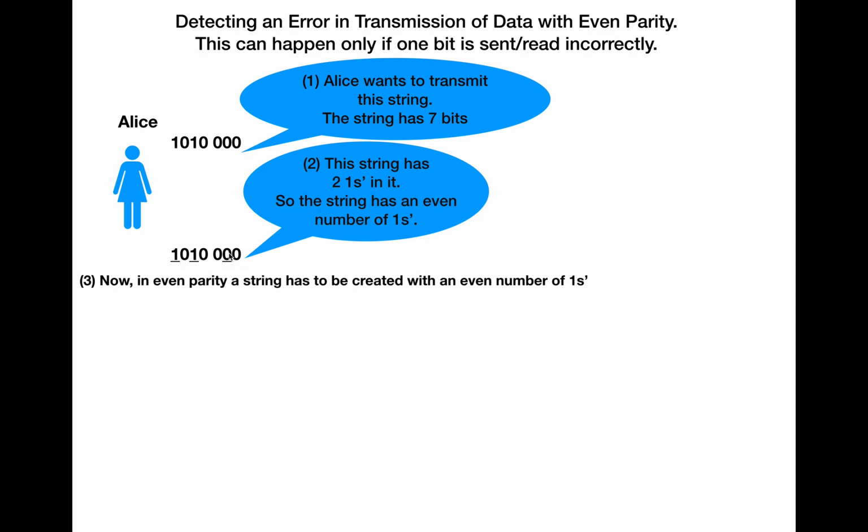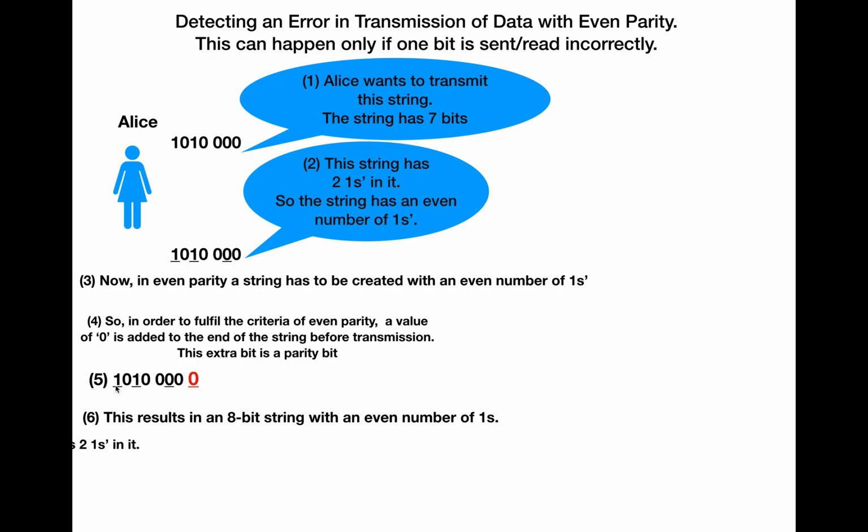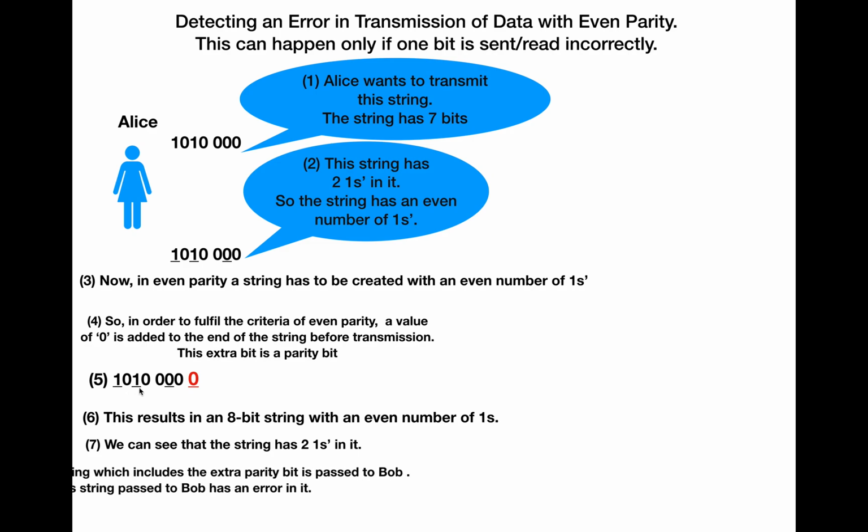Now, the string has 2 ones in it. For even parity, a string has to be created with an even number of ones. So we put a 0 at the end of this string here, and this extra bit is a parity bit. We get an 8-bit string with an even number of ones. So we can see that the string has 2 ones in it. And then this 8-bit string, which includes the extra parity bit, is passed to Bob.